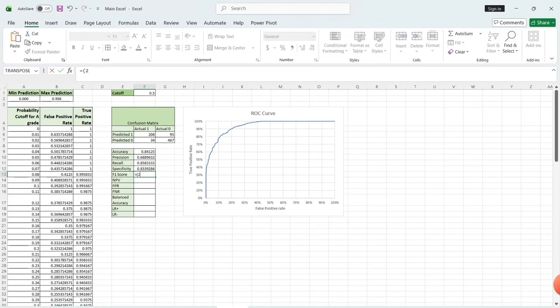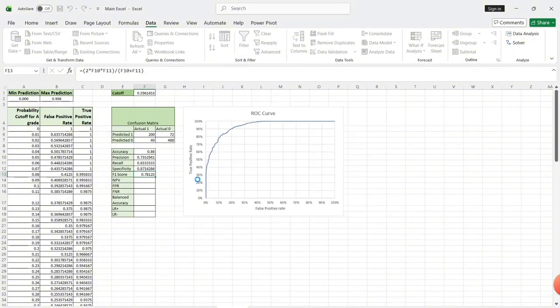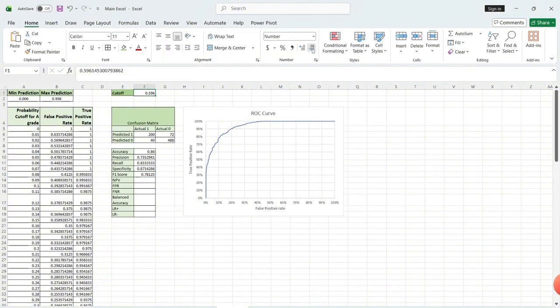Then we calculated the F1 score, which provides the harmonic mean of precision and recall to balance the trade-off between the two. This is especially useful when there is an uneven distribution of classes. Our target is to maximize this score, so we run the solver to do so by adjusting the cutoff value. Using this final cutoff, we calculate negative predictive value, which is the probability that a student predicted not to get an A grade actually did not get one.